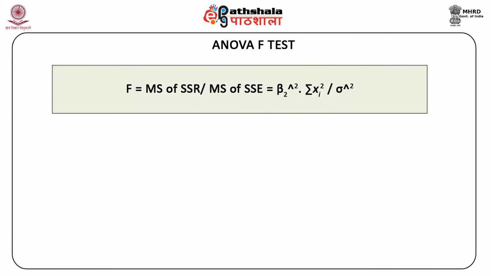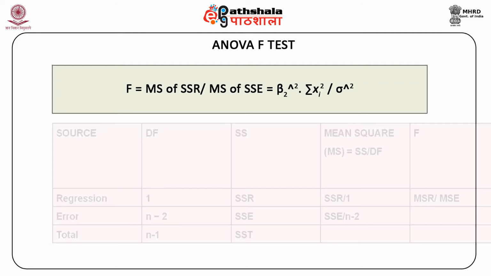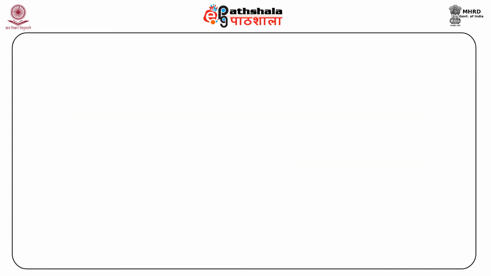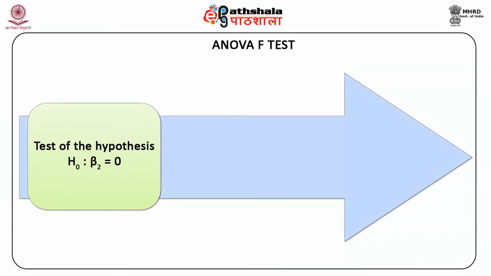F is equal to MS of SSR divided by MS of SSE, that is beta 2 hat squared into summation xi squared divided by sigma hat squared. The ANOVA table is constructed as shown in the table. The table gives information on source, degrees of freedom, the type of sum of squares, mean square, and the F value. The test of hypothesis H0: beta 2 equals 0.